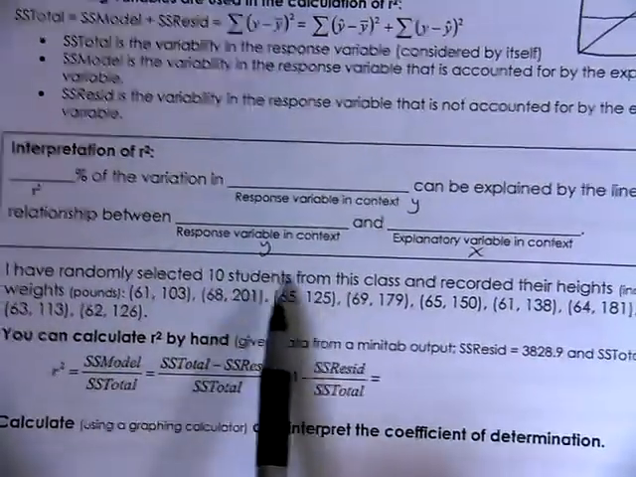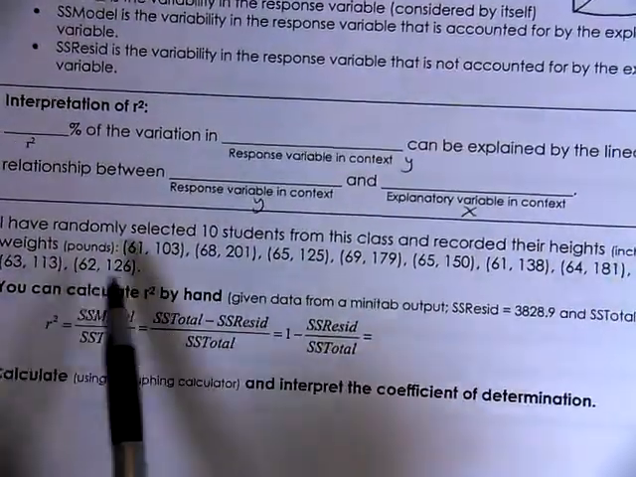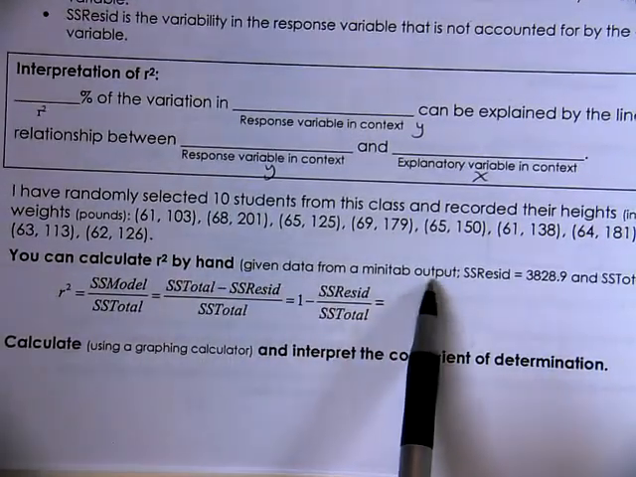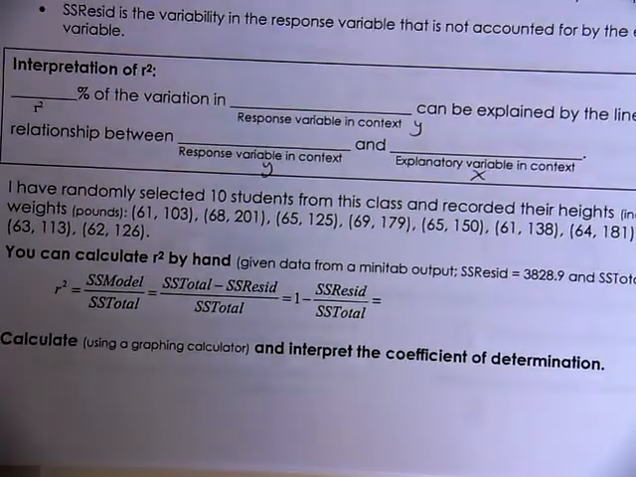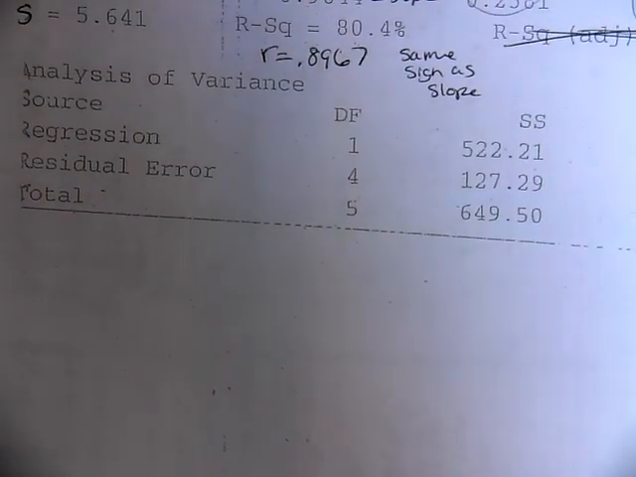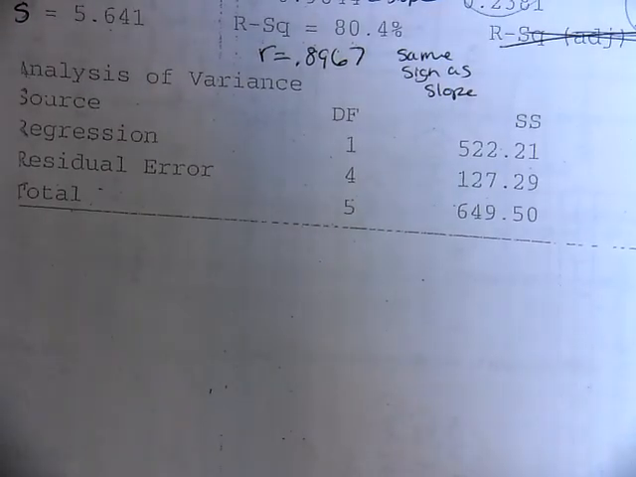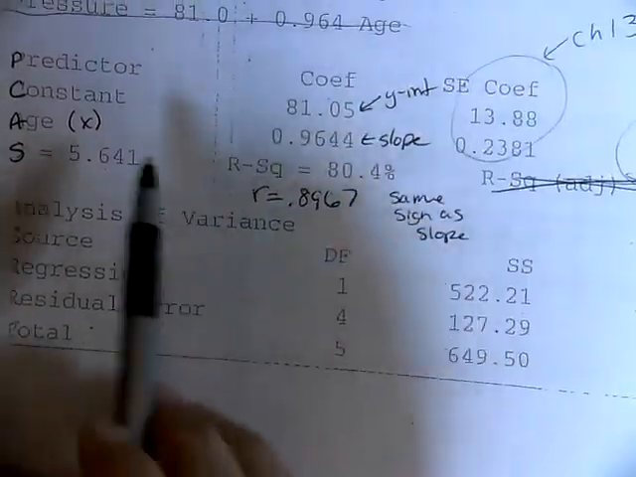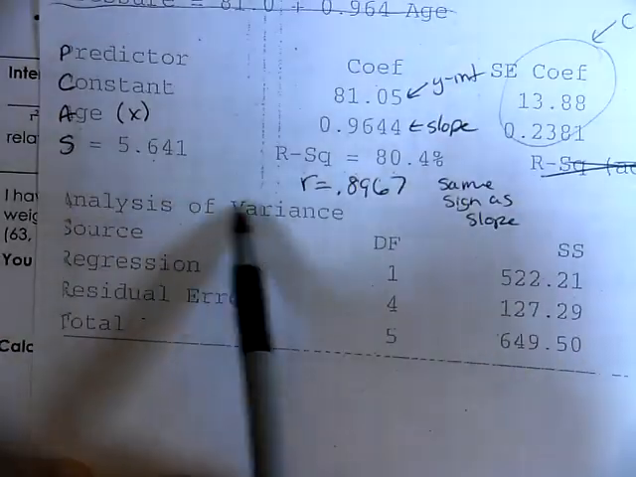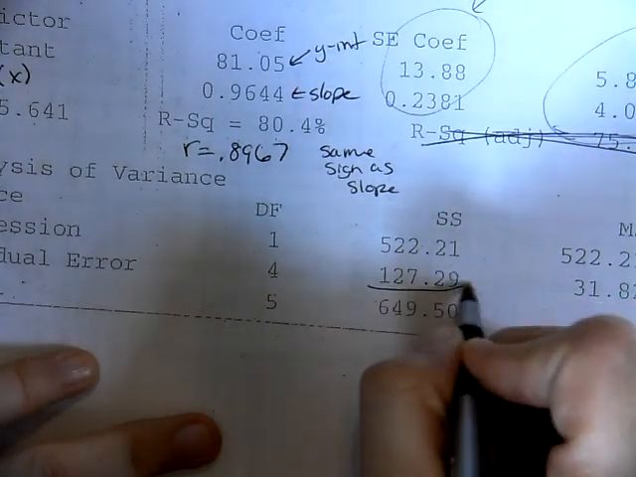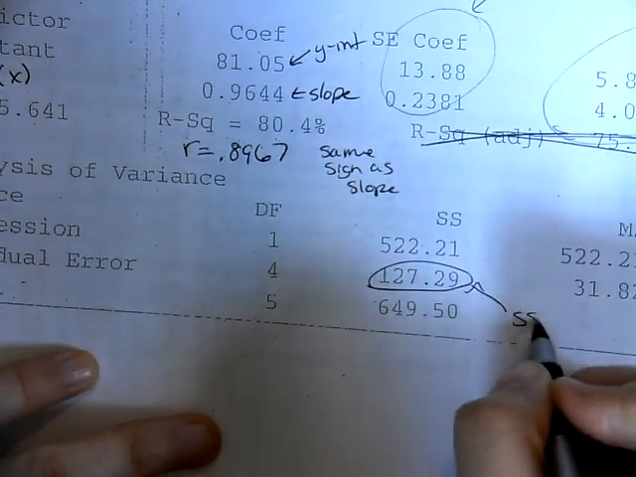So I have randomly selected 10 students from this class and recorded their heights and their weight. You can calculate r squared by hand if you're given data from the Minitab output. So if you get your 5.2 day 1 notes out, let me show you where it is in the Minitab output. Now this is obviously for different data, but it'll show you where the stuff is. So you have your analysis up here, and then you have your analysis of variance. SS is what you're looking for. This number here is your SS residual.